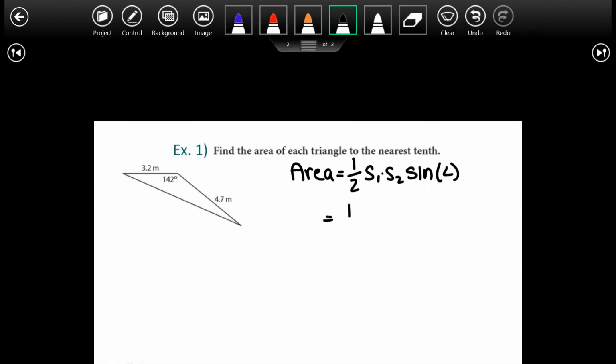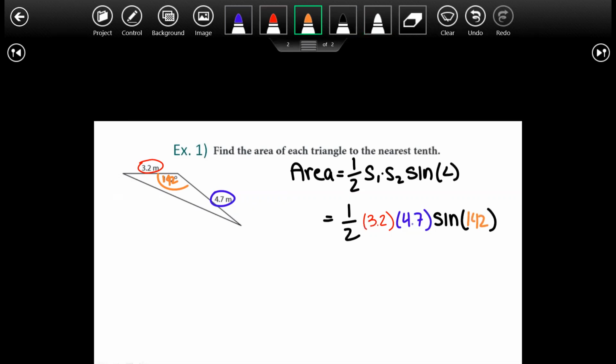What is side 1's length? 3.2. So right near the included angle. What is side 2? 4.7. And then we're looking at the sine of the angle. So we're going to find what's the angle we're going to use. 142. So it's my little angle right here.